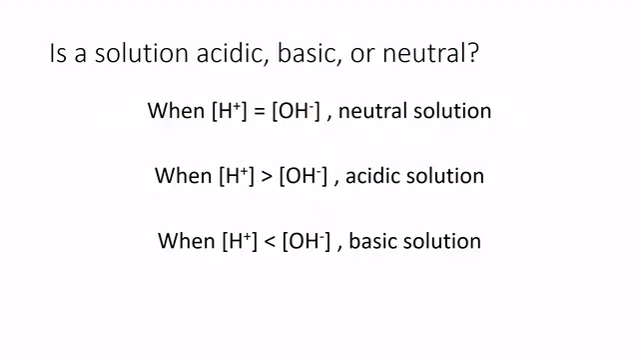So, we get a situation here. We're going to see which solution will be acidic, which will be basic, which will be neutral. If the proton and hydroxide concentrations happen to be equal to each other, we would have a neutral solution. When you have more proton than hydroxide, you have an acidic solution. Then conversely, if you have more hydroxide than proton, you have a basic solution.